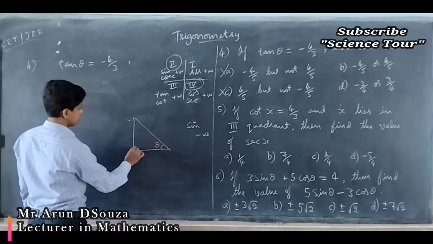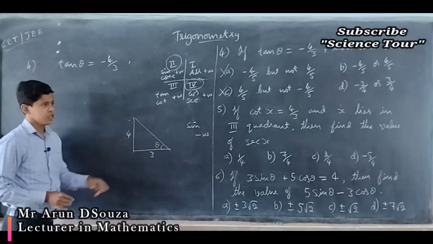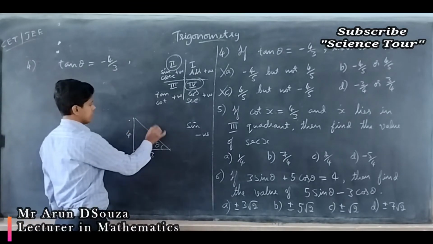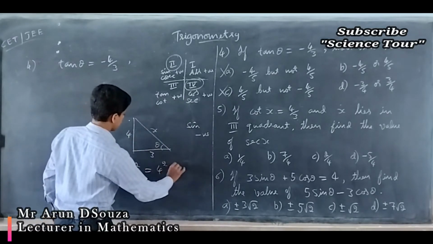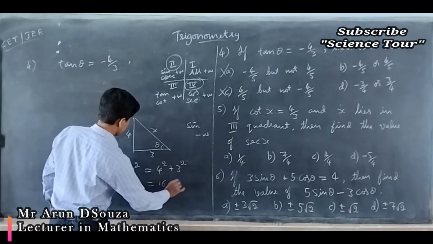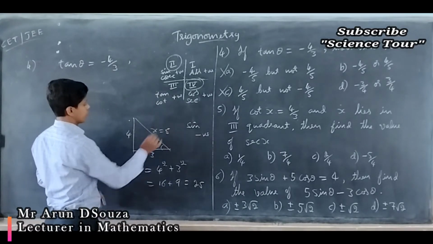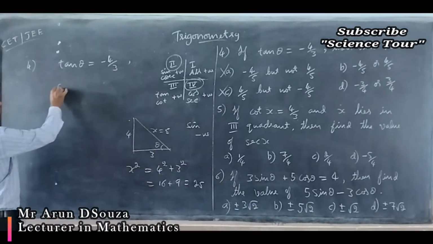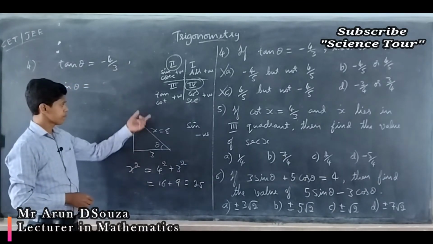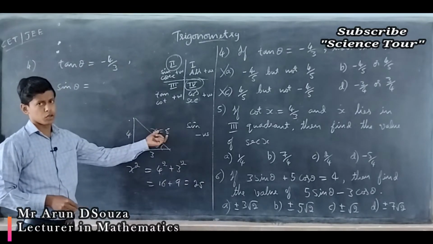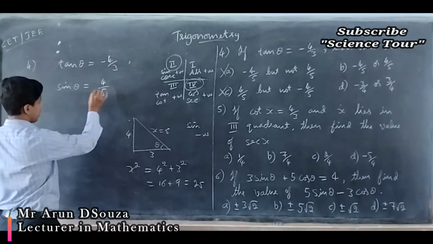You have theta here. So what is tan? Opposite by adjacent. Therefore what will be the hypotenuse? If you take this as x, then hypotenuse square is equal to 4 square plus 3 square, which is 16 plus 9, which is 25, that is x square. Therefore x is equal to 5. Now what is sine? Sine theta is opposite by hypotenuse. Opposite is 4 and hypotenuse is 5.